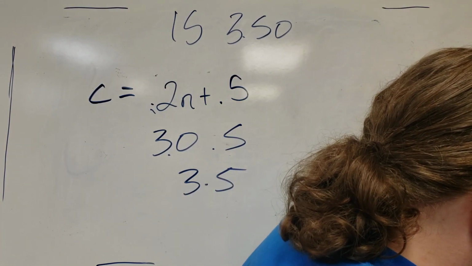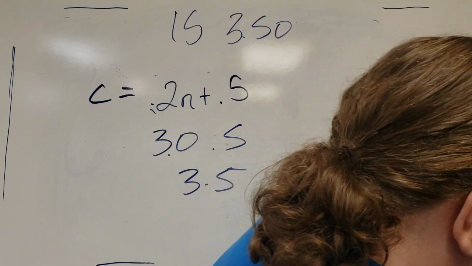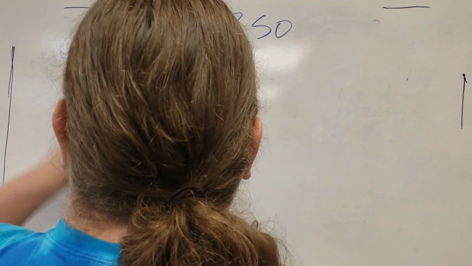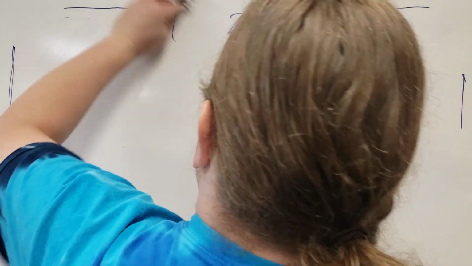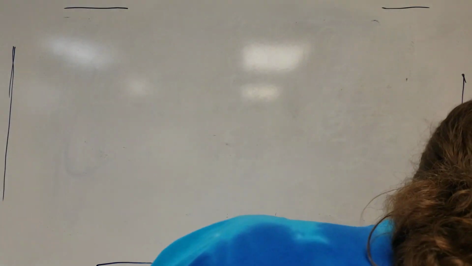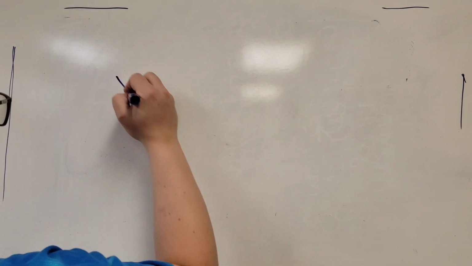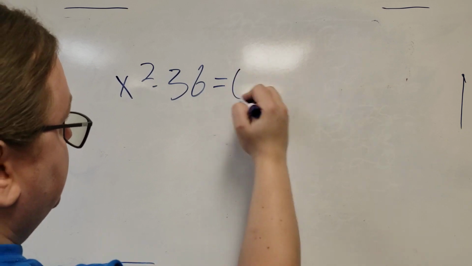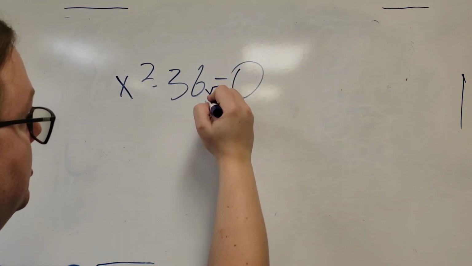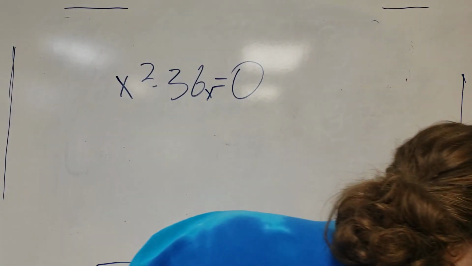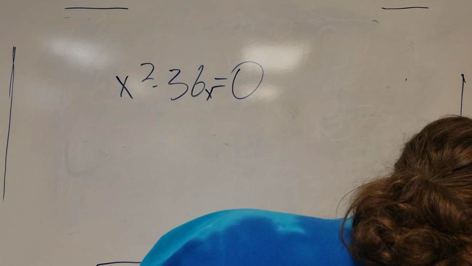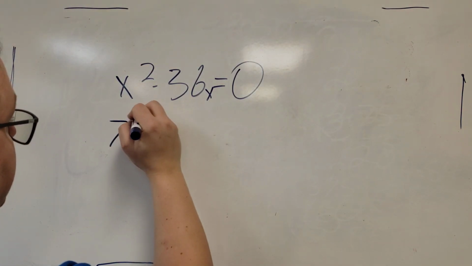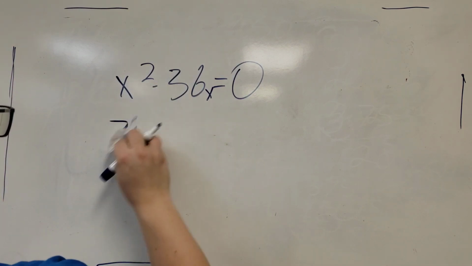Okay, to round out the day, number 15. Which of the following is a solution to the equation x squared minus 36x equals 0? Again, I'm just going to plug and chug. 72. That's a very awkward 72.